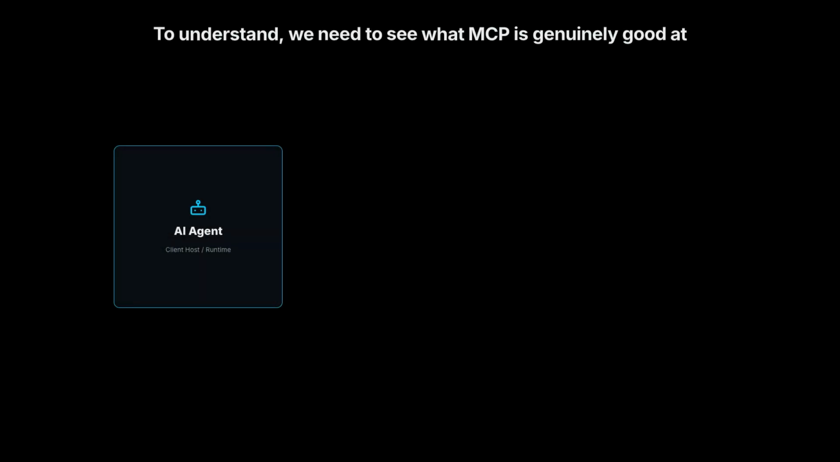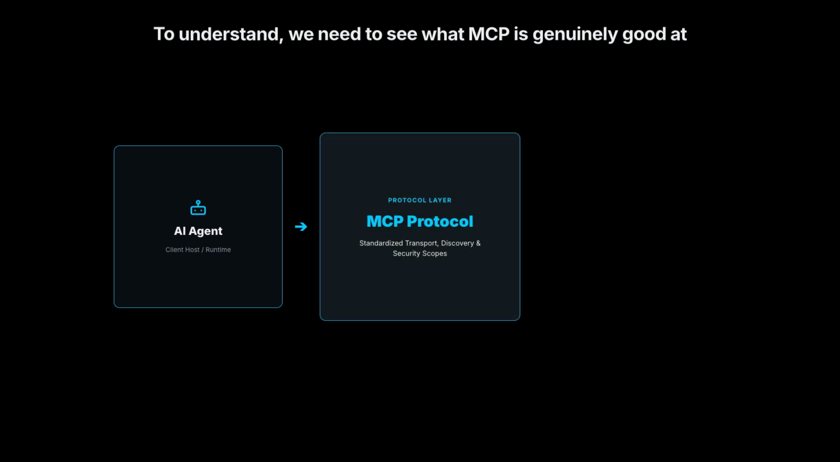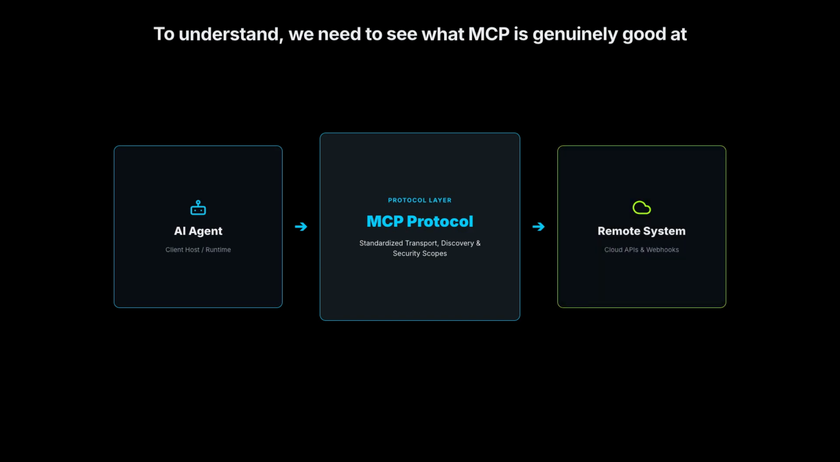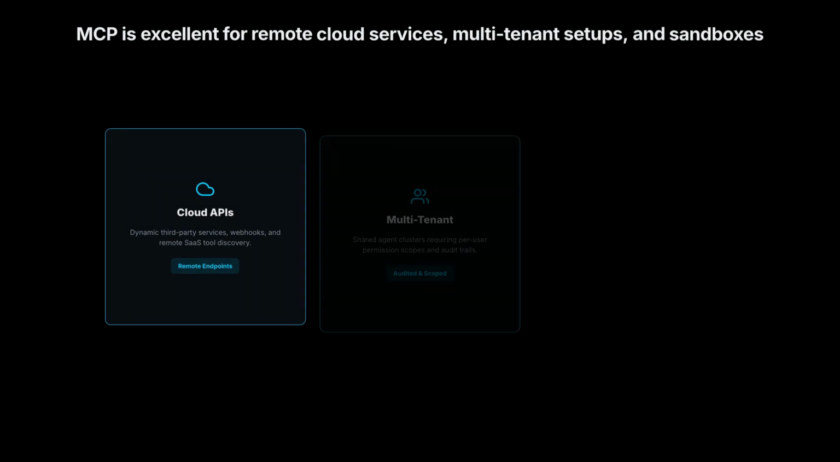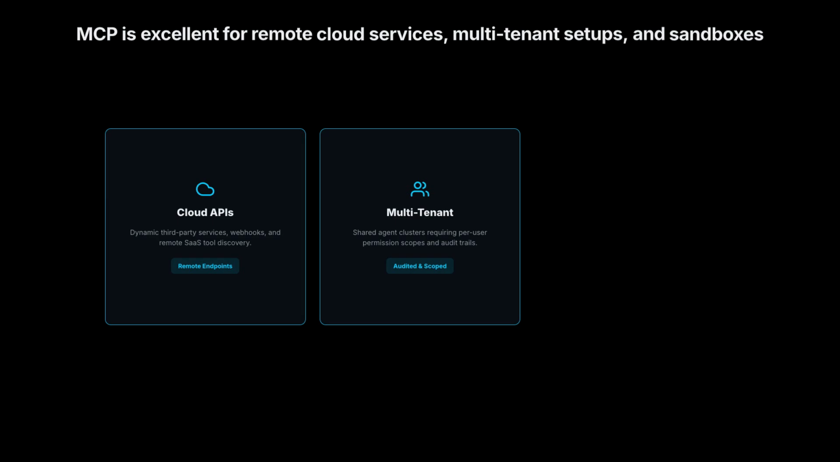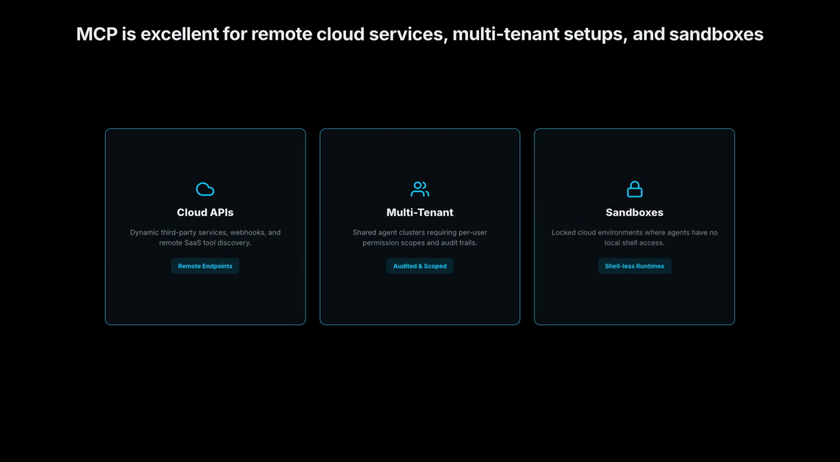Why did MCP get applied so widely and so eagerly? To understand, we need to see what MCP is genuinely good at. It is a transport and discovery protocol. It connects models to external systems and finds what they can do. That makes it excellent for remote services in the cloud. It shines for multi-tenant agents, where many users share one setup. And it is a lifesaver inside sandboxes that have no shell at all. For those cases, MCP is right.